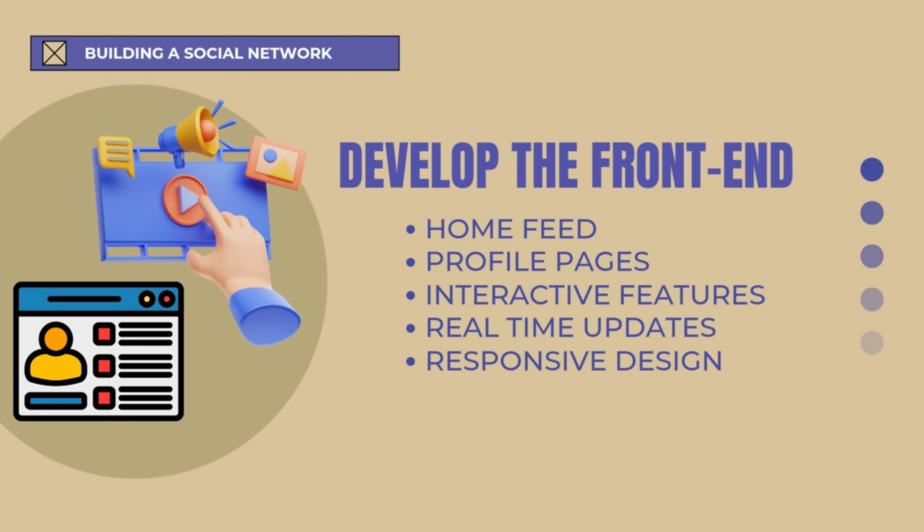Home feed. Create a dynamic content feed where users can see posts from friends, groups, and pages they follow. Profile pages. Build user profile pages where users can edit their information, see their posts, and manage their settings. Interactive features. Add like buttons, comment sections, and share buttons to posts. Real-time updates. Display real-time notifications and updates on the user interface using WebSockets or polling. Responsive design. Make sure the social network works on both desktop and mobile platforms by using responsive web design principles or mobile-first design.